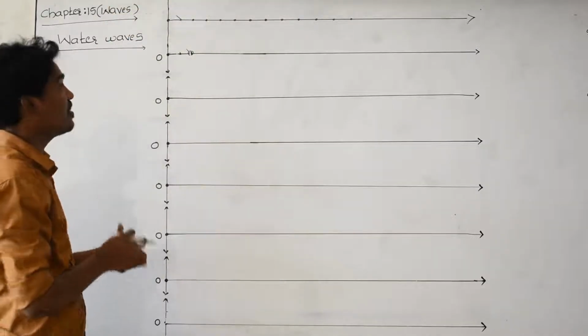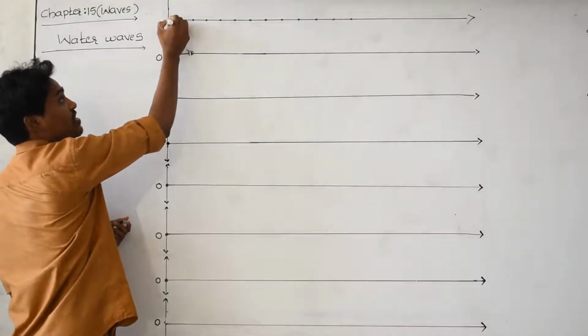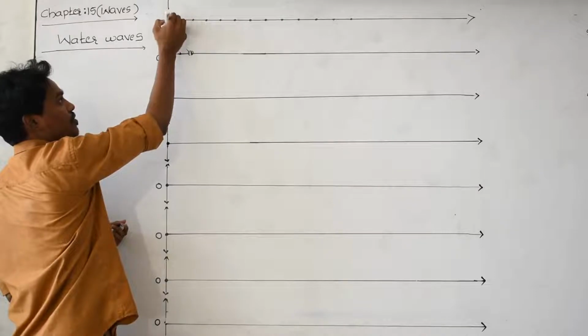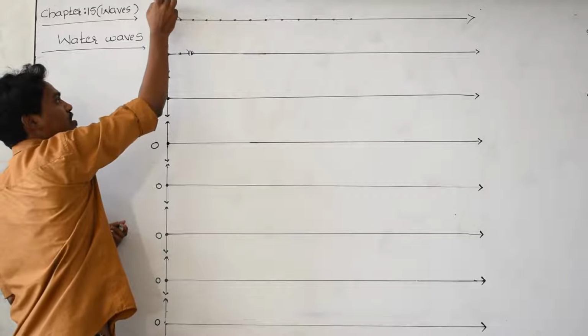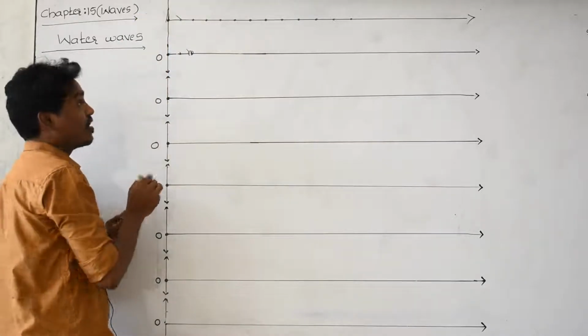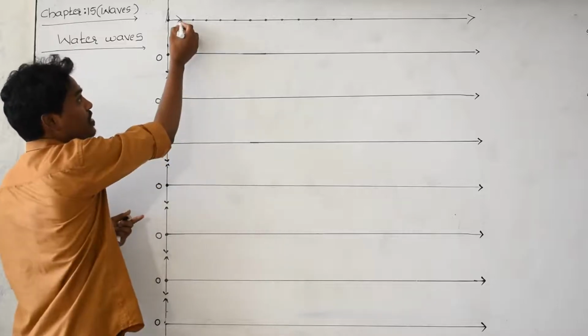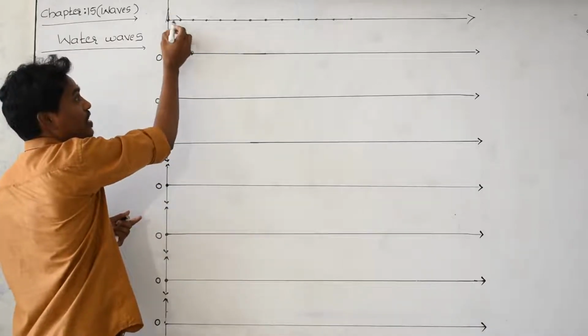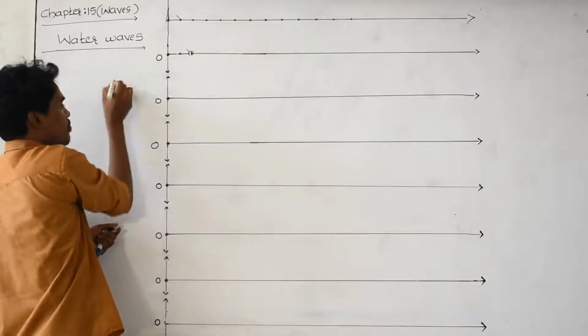After that, what is happening? This first water particle is disturbed and starts vibrating about its mean position. Like this, it starts vibrating about its mean position. And the second particle is at rest. Why? It is not moving, because it is not disturbed by the stone. Only this particle is disturbed by the stone, that's why it starts vibrating like this.